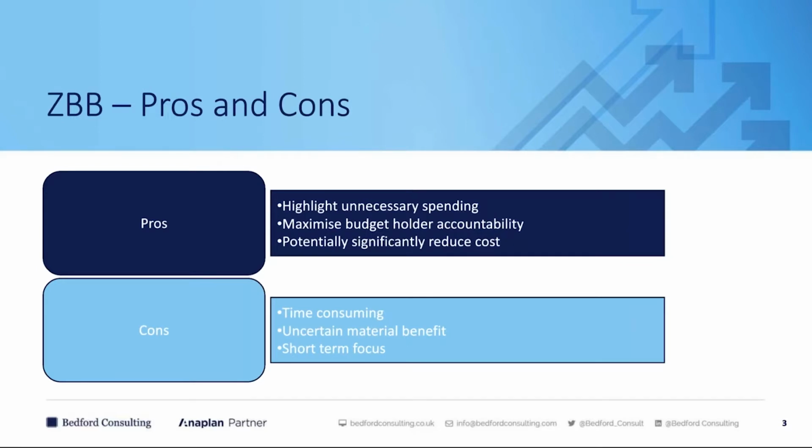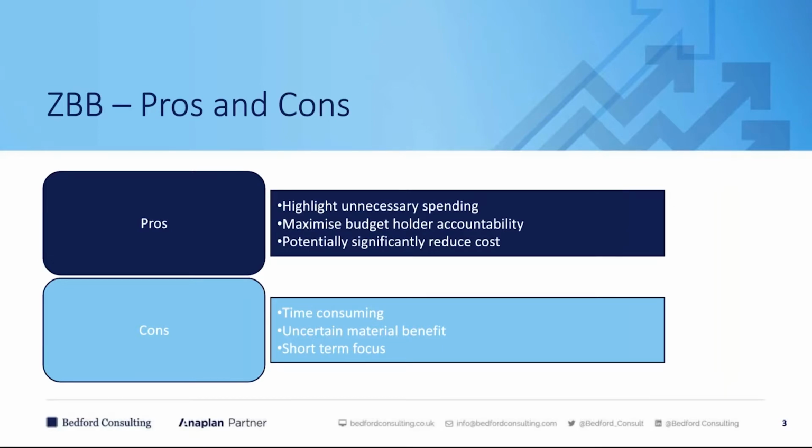So in terms of the pros and cons, the pros are that we can highlight unnecessary spending, and that of course is a given. Because of the nature of what we're doing, going through everything with a fine-tooth comb, naturally we would shine a spotlight on anything that was unwarranted or unneeded.